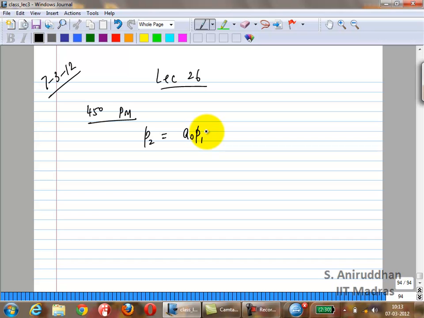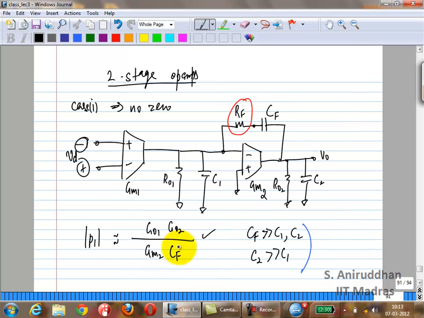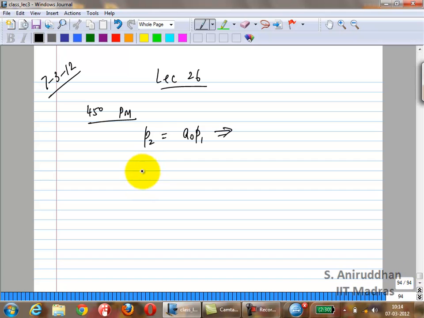Omega u is nothing but A0 times P1. Correct? So if you apply this condition, we know the positions of P2 and P1. You know P2 is this. In other words, let's take the simplified version here. You know P1 is this. What is A0? It is GM1, GM2 over GO1, GO2. You also know that. So just apply this condition and you'll get CF equals GM1 over GM2 times C2. This is the condition you'll get.